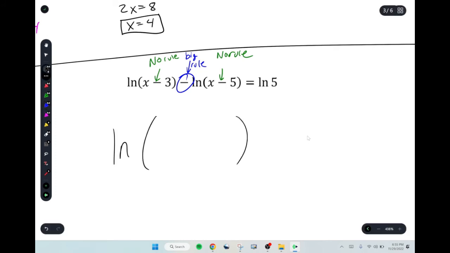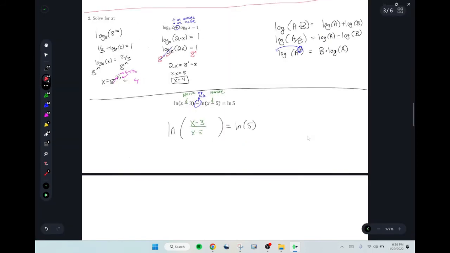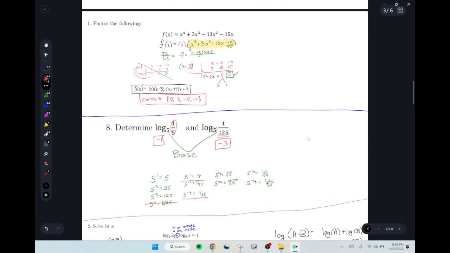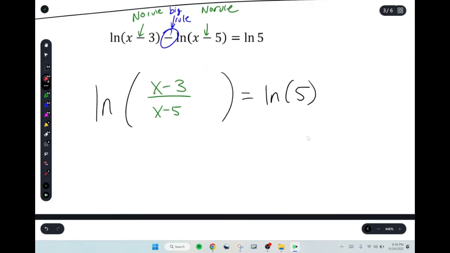So big ln. What goes on the top? Yeah. And what goes on the bottom? Okay. And then here's where you just have to know how to get rid of that ln. What gets rid of the log? Didn't we just say it? Yeah. I guess we didn't say it. I thought we did. How you get rid of a ln?